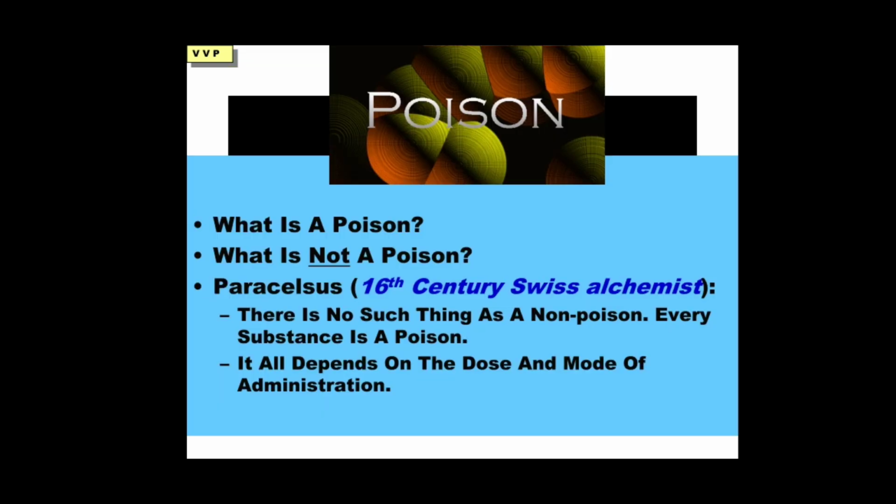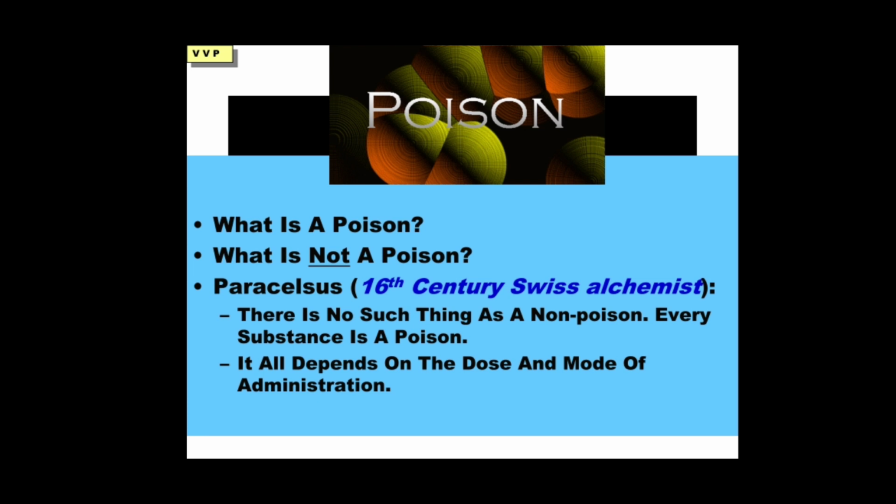Now, before we go to the homicidal aspects of poisoning, we need to understand what the term poison itself means, isn't it? Now, you can very well answer that with another question, that is, what is not a poison? Because after all, several centuries ago, in the 16th century to be precise, the Swiss alchemist Paracelsus famously said, "There is no such thing as a non-poison. Every substance is a poison. It just depends on the dose and mode of administration."